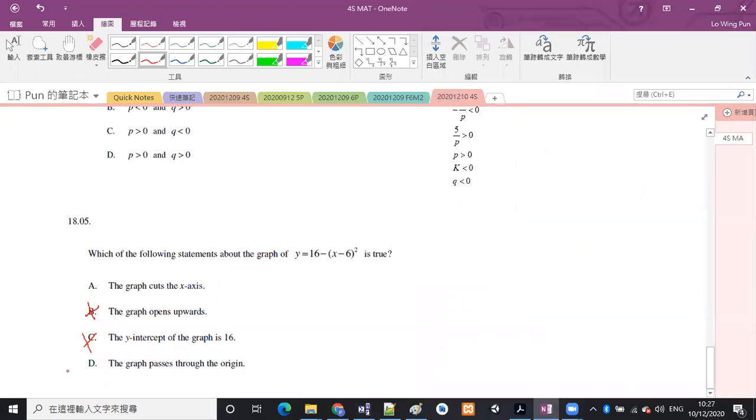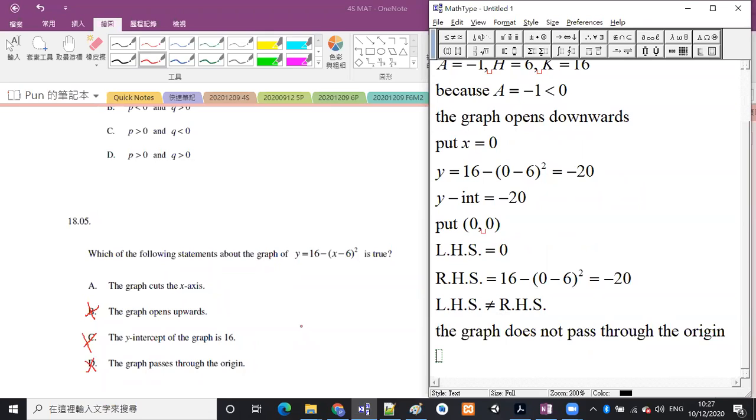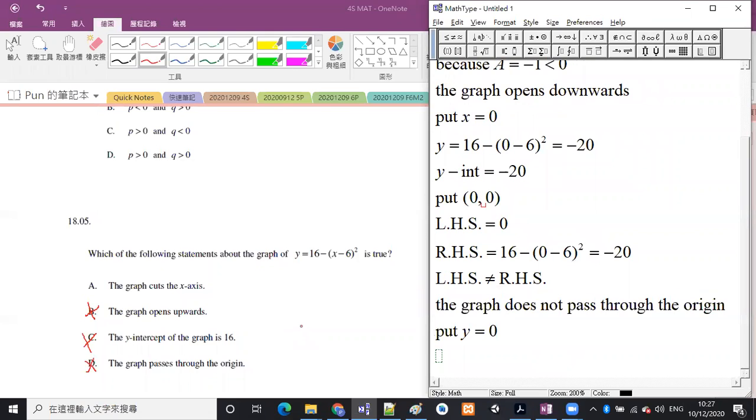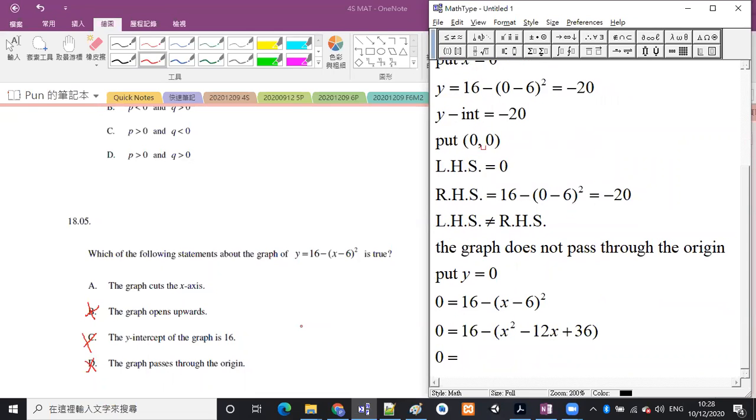Okay? Which means that option D is also not correct. Okay? Why is option A correct? Cuts the x-axis, that is, it has an x-intercept. So when we put y equals 0, we will solve for x. 0 is equal to 16 minus (x minus 6) squared. Okay, and then you just expand the bracket: minus x squared plus 12x minus 36. And then you get 0 equal to negative x squared plus 12x minus 20.